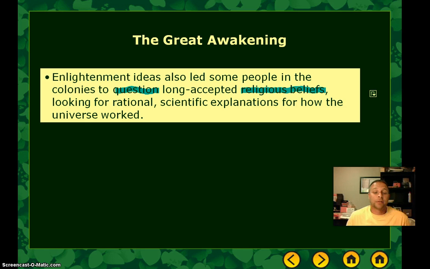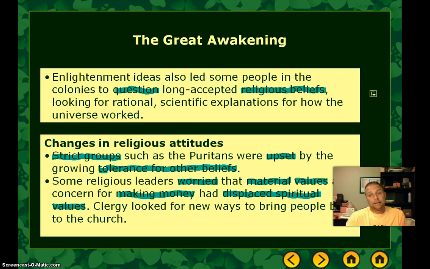As is often the case with periods of scientific advancement, people begin to question long-held religious beliefs and look for more scientific, rational explanations for how the universe worked or began or things of that nature. And as is often the case, the questioning of traditional religious ideas and values leads to a pushback from the church. This is going to become known as the Great Awakening. Specifically strict groups like the Puritans and other groups began to worry that material values and the idea of making money had replaced spiritual values. And so religious leaders start to look for ways to get people to return to the traditional values of the church.